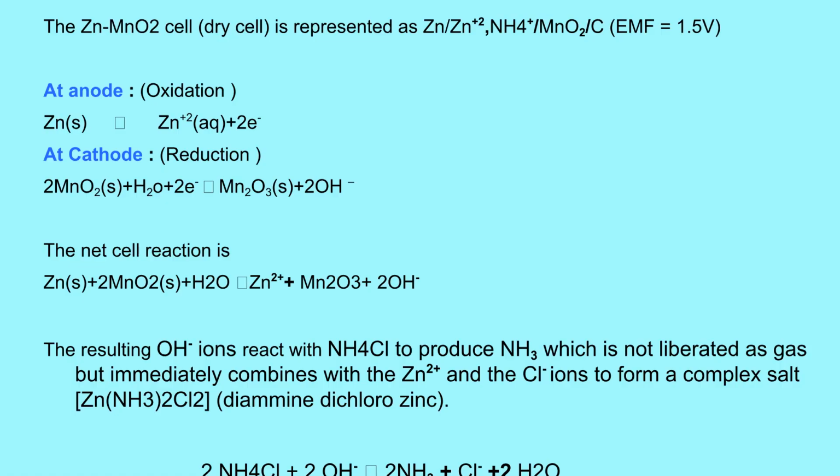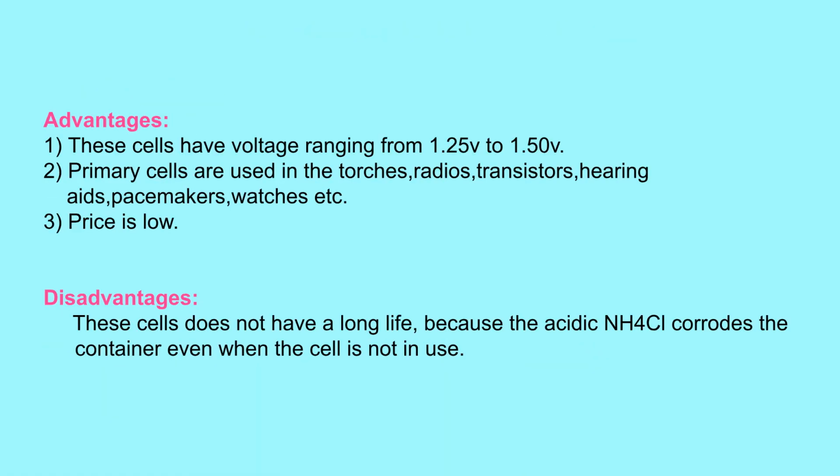The zinc manganese dioxide cell, or dry cell, has an EMF of 1.5 volts. The reactions involve oxidation at the anode and reduction at the cathode. The resulting ions combine to form a complex salt, diamine dichlorozinc, which is critical for preventing gas liberation.